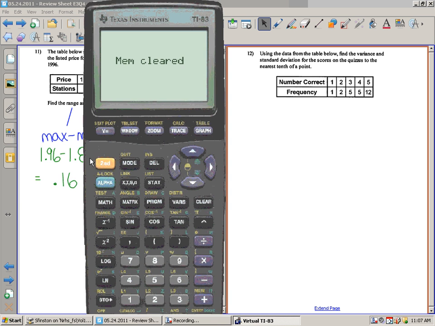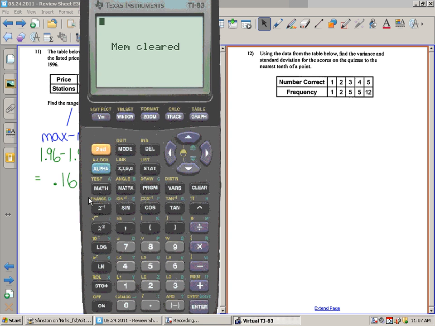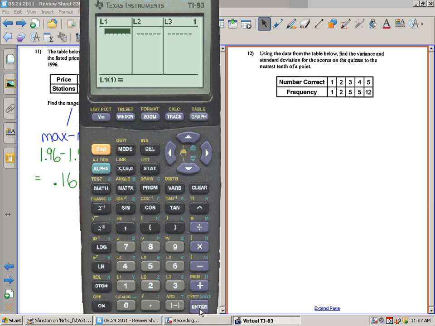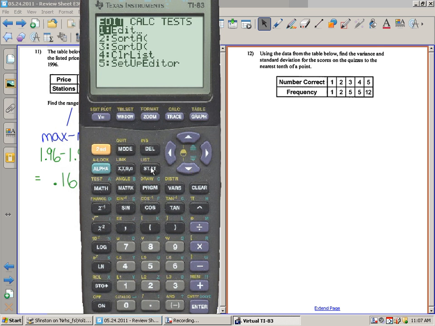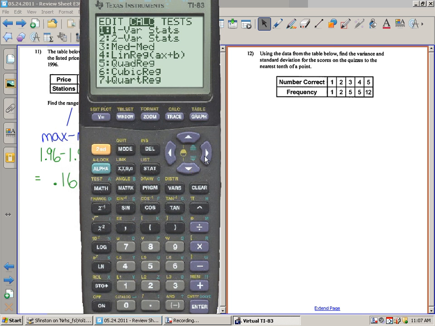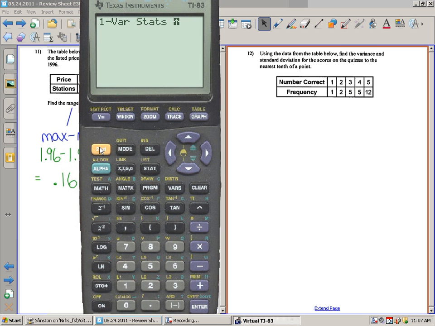So we're going to hit Stat, Edit. We're going to enter this in. Number correct: 1, 2, 3, 4, 5. And then in the other list, we're going to get 1, 2, 5, 5, 12. We go to Calc, one variable statistics, L1, comma, L2.